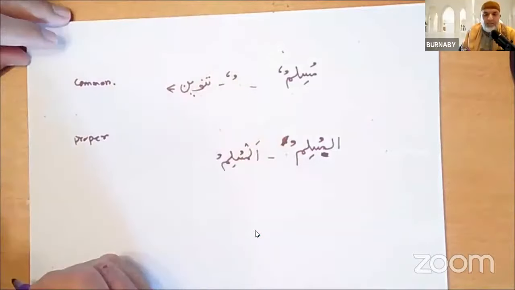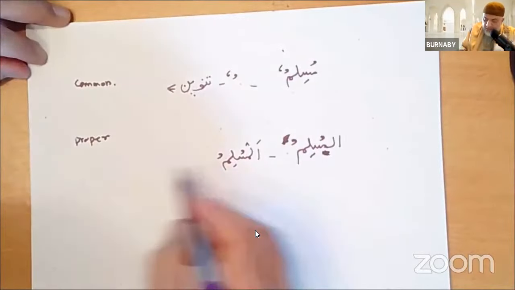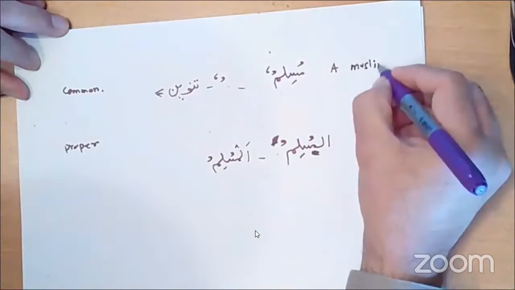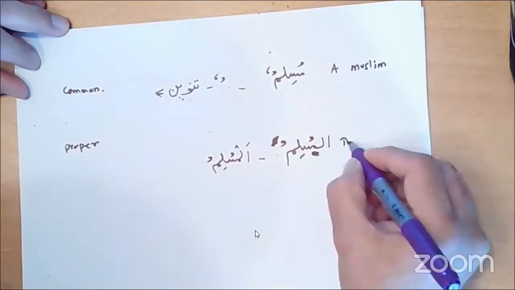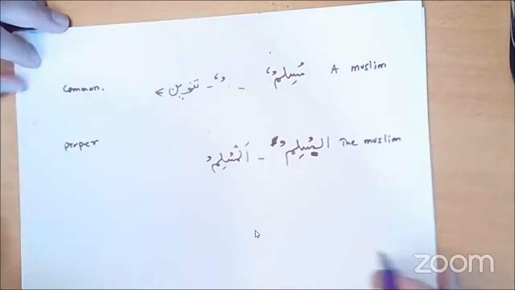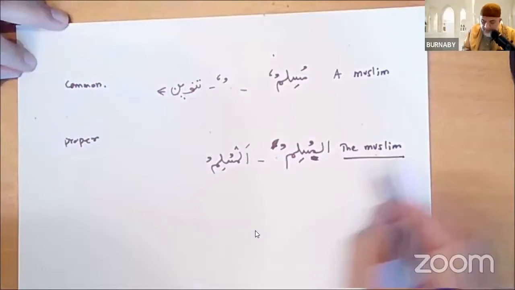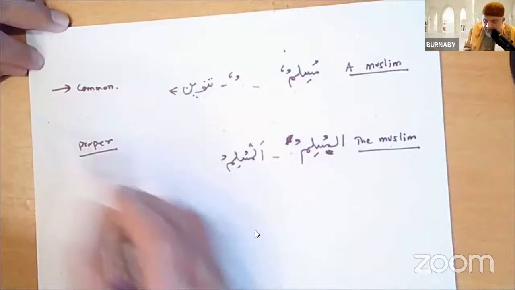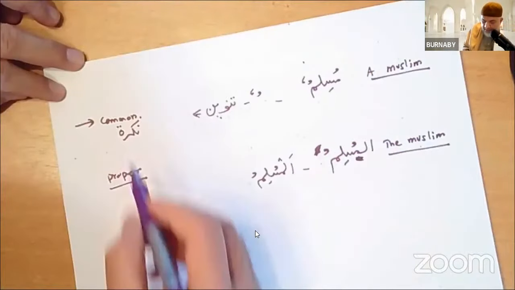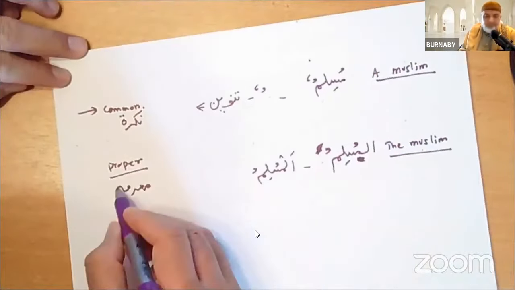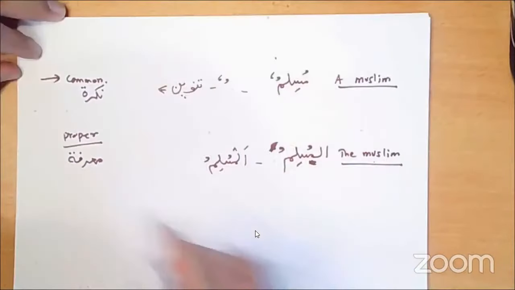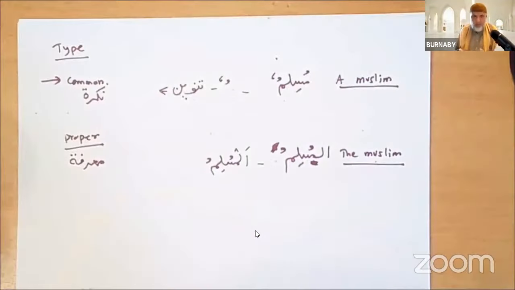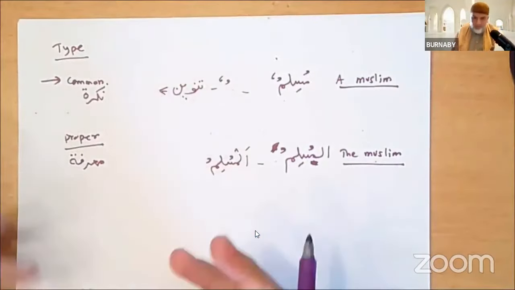Muslimun means a Muslim. Over here, the Muslim is proper. Any Muslim is common. So this is nakira and this is marifa. This is the description of the type. A noun can be common or a noun can be proper.